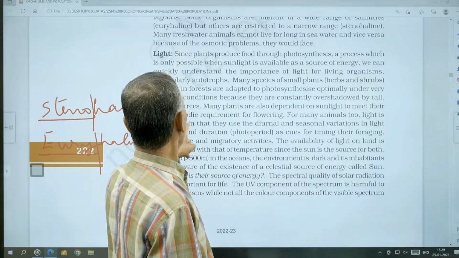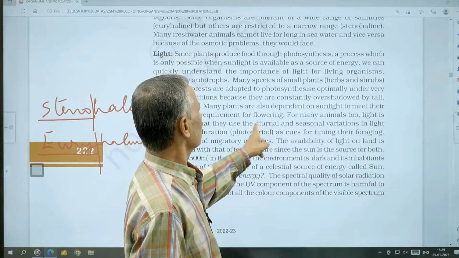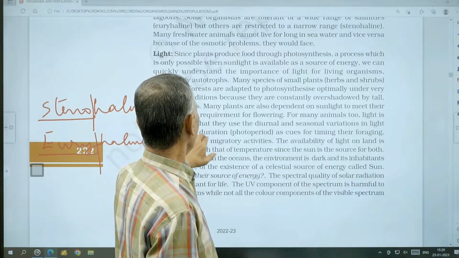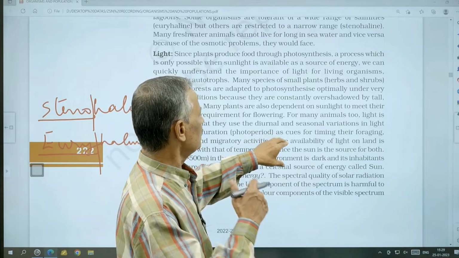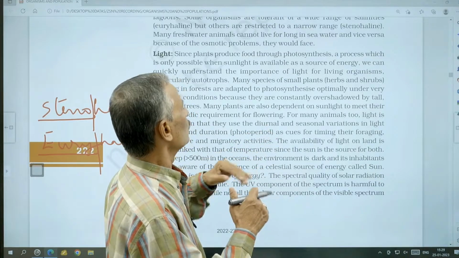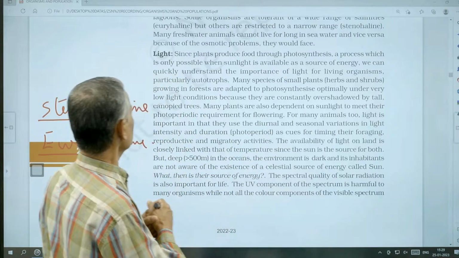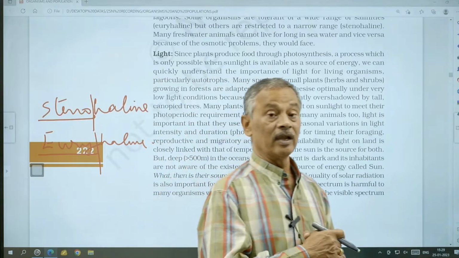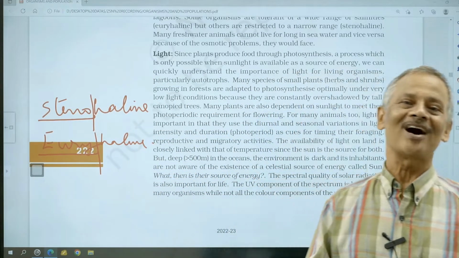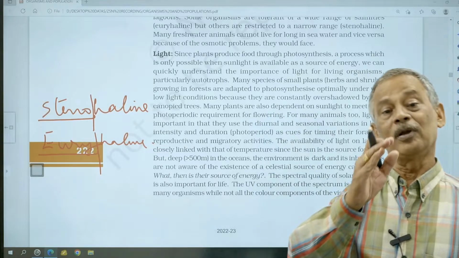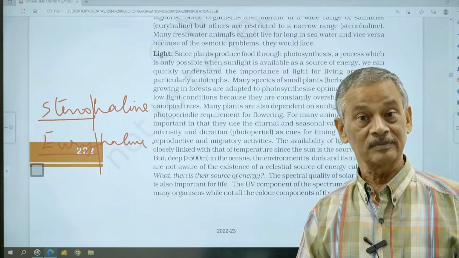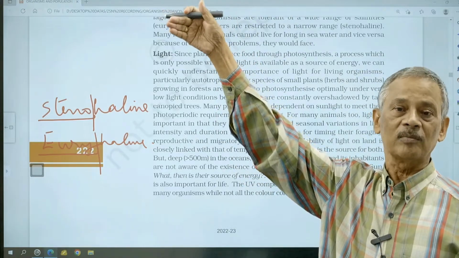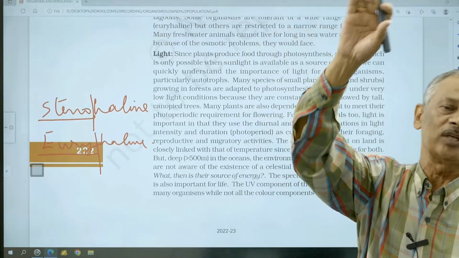Animals too use these diurnal and seasonal variations, like intensity and duration, and they adjust the cue for timing for foraging, reproduction, and migratory activities. And we all know that birds migrate because of the seasonal changes. In the northern hemisphere, in winter, daytime is very much reduced, and so they migrate to the equatorial region.